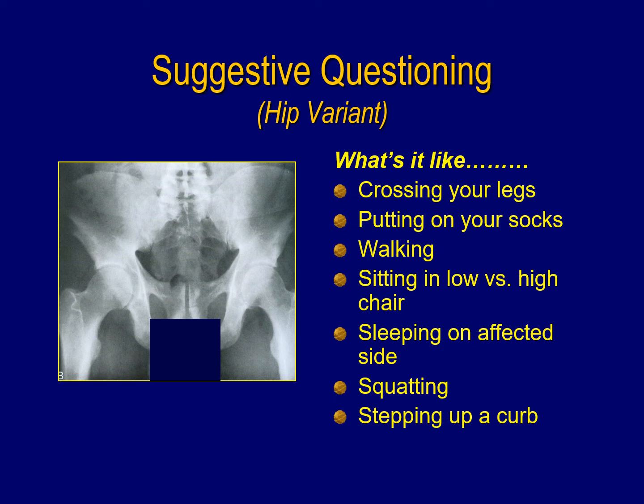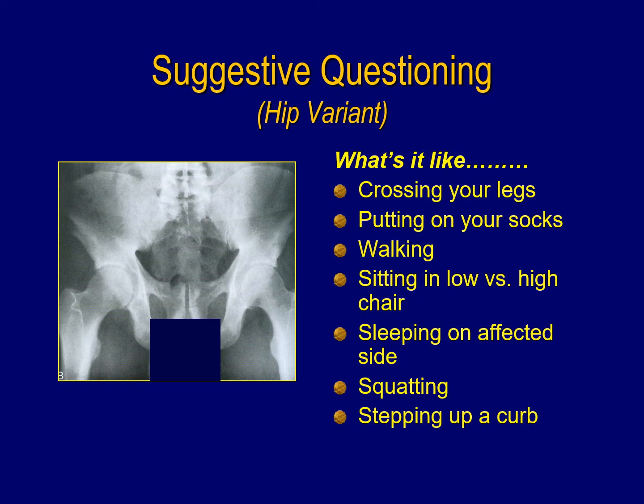This slide looks at activities and positions that could potentially be problematic for a patient who has a primary hip problem. One activity that you'll want to ask your patients about is crossing their legs. That adduction and flexion moment at the hip that we see with crossing the legs can sometimes cause a primary hip problem to get worse.